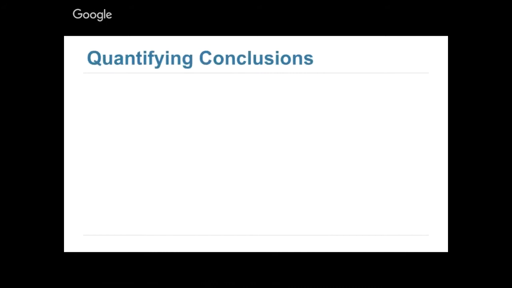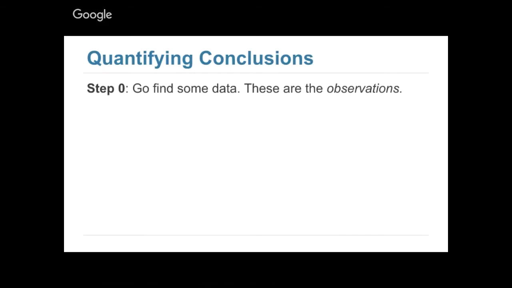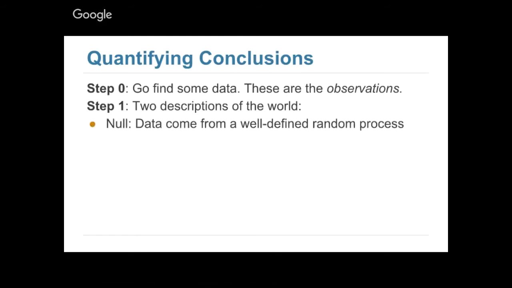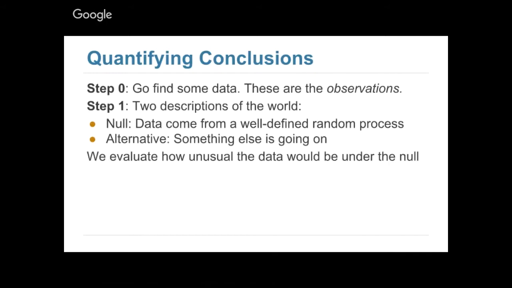Okay. So in terms of actually conducting a hypothesis test, step 0 is to go find some data. These are what we call the observations. Most of the time in this class, we'll be doing that for you. But in the real world, you actually have to go out and get some data yourself. Then you come up with two descriptions of the world. Okay? So the null, the data come from some well-defined process, and the alternative is something else. Finally, we want to figure out, I went out into the world, grabbed my data. Do my data support my alternative hypothesis, or is there something else going on?